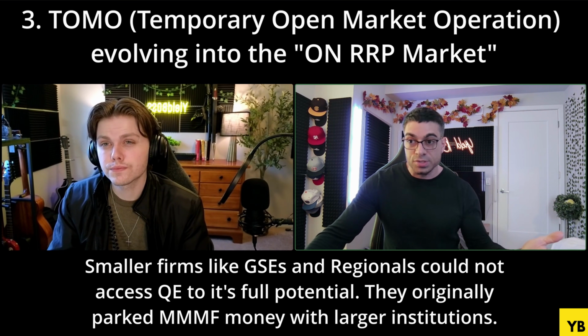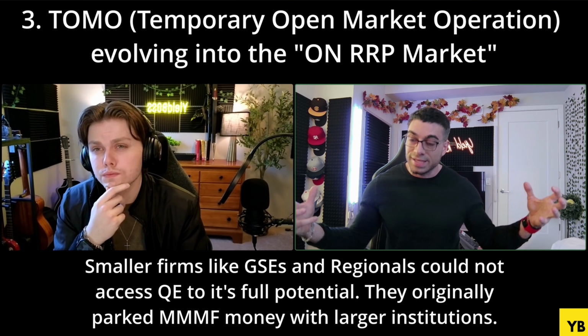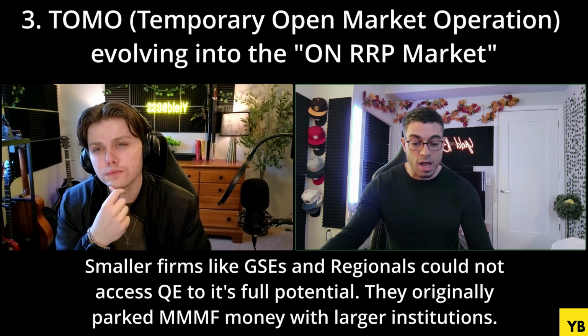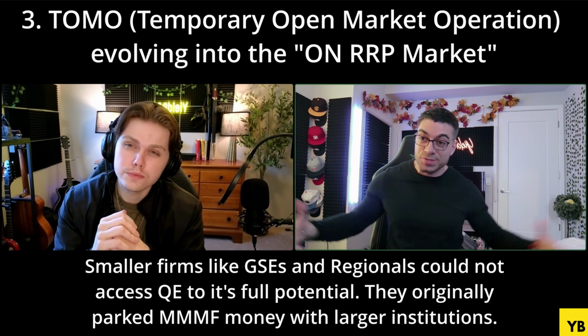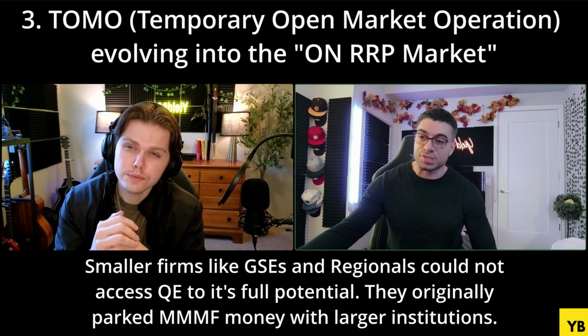The smaller institutions, regional banks, GSEs, tier 3 banks, etc., were still feeling the liquidity tightening from the crash and needed a new vehicle to obtain overnight liquidity like the larger institutions so they could conduct their day-to-day operations and remain solvent. Enter 2013, the birth of what you know today as the overnight repurchase agreements market.